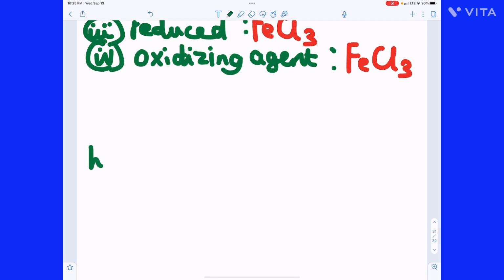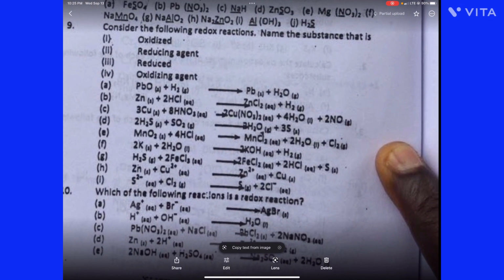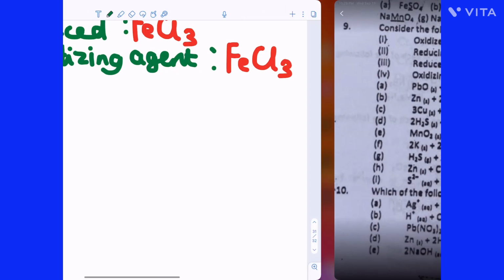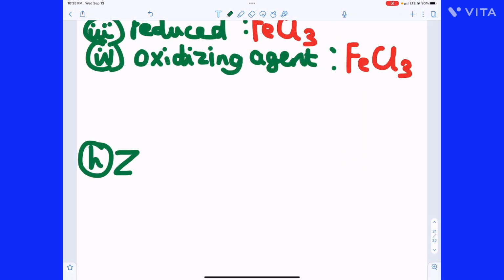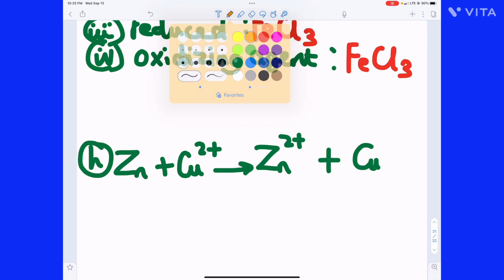Let's go to question H. What do we have in question H? Zn plus Cu2+ to give Zn2+ plus Cu. This one is straightforward, simple. Okay, let me change my marker then.